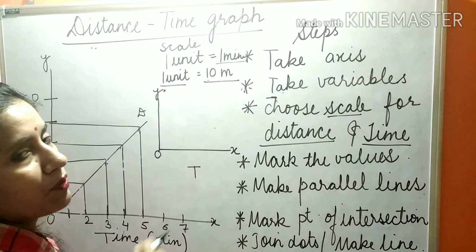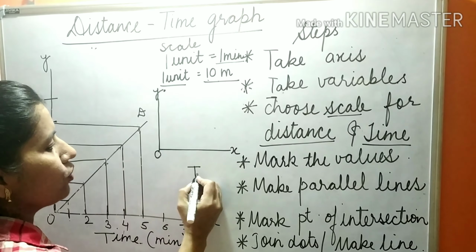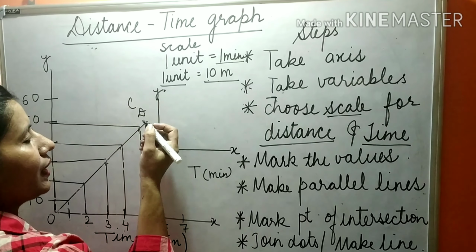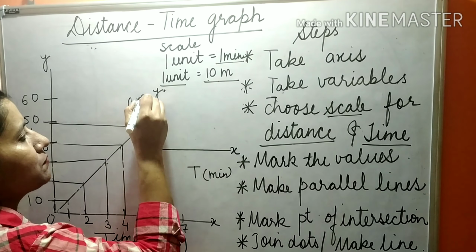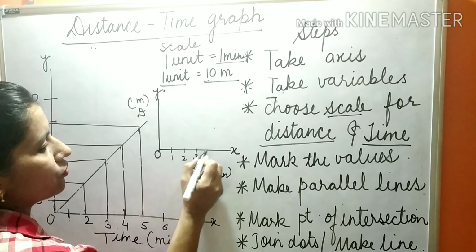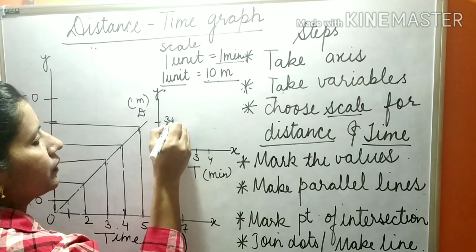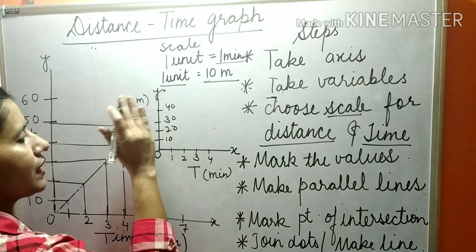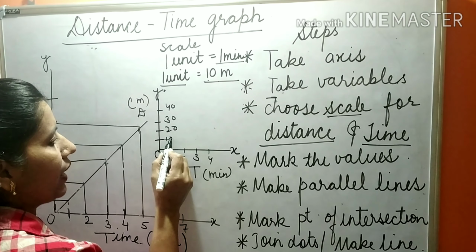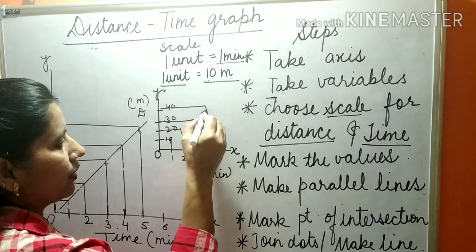Fine. Now we'll mark the values. Values of what? The values that are given to you. Suppose time is given in minutes, then minutes, and distance is given in meters, so here it is meter. Now mark the values 0, then 1, then 2, then 3, then 4. Here also 10, 20, 30 and 40. All these numbers will come on this side. Okay. And then what do we do? We will add like this. 3 and here it is 4.